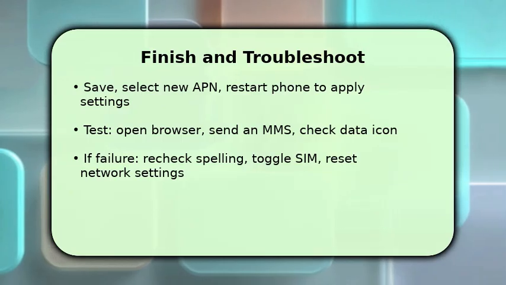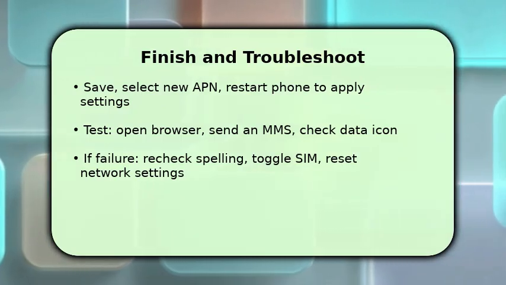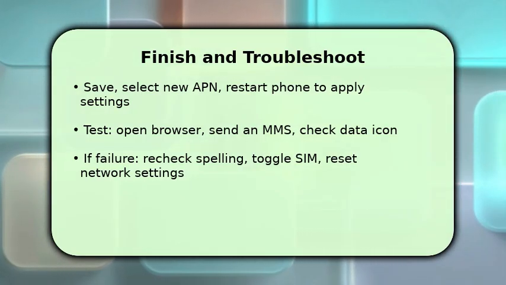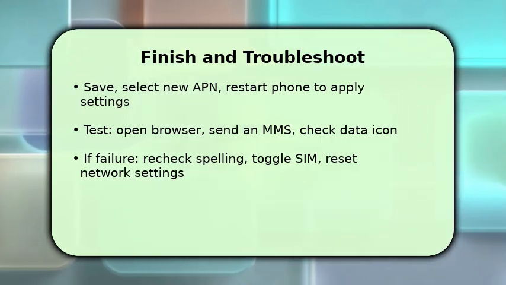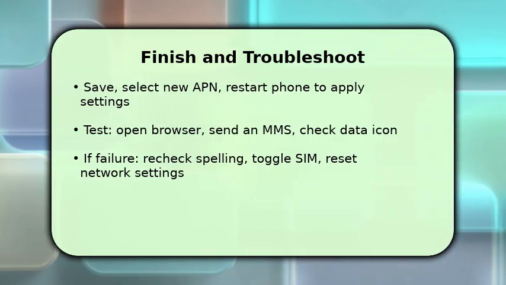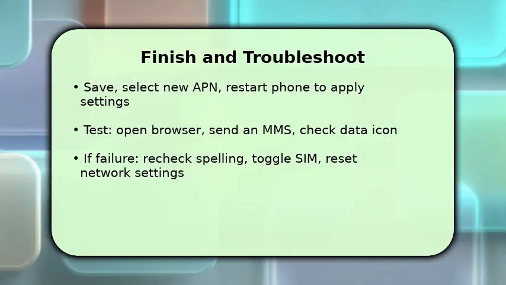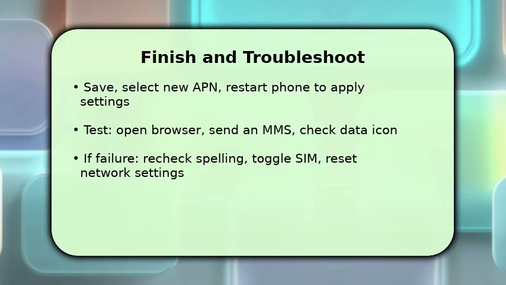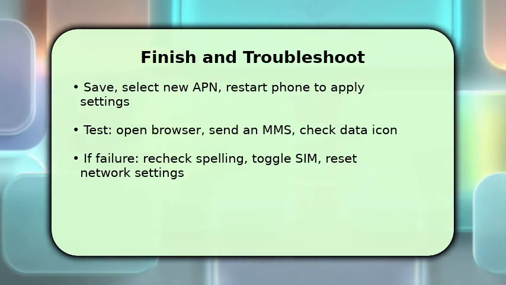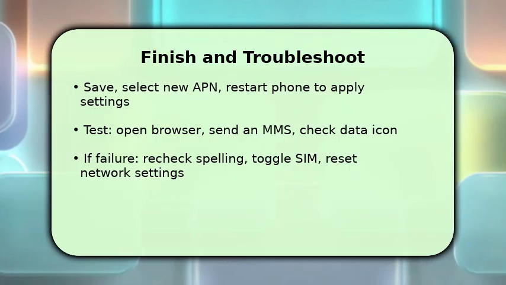Verify mobile data icon appears and MMS sends. If nothing works, troubleshoot. Reopen APN and retype values. Typos are common. Try toggling the SIM or airplane mode, then reboot again. As a last step, reset network settings to clear conflicting profiles, then re-enter the DDoS APN. That usually resolves persistent connection errors.